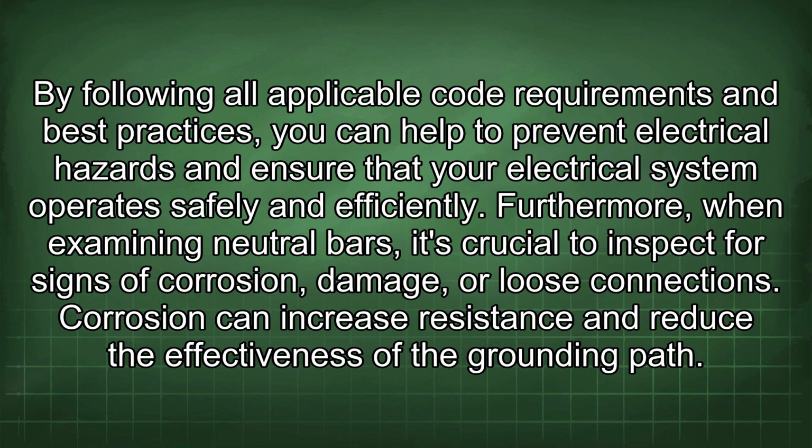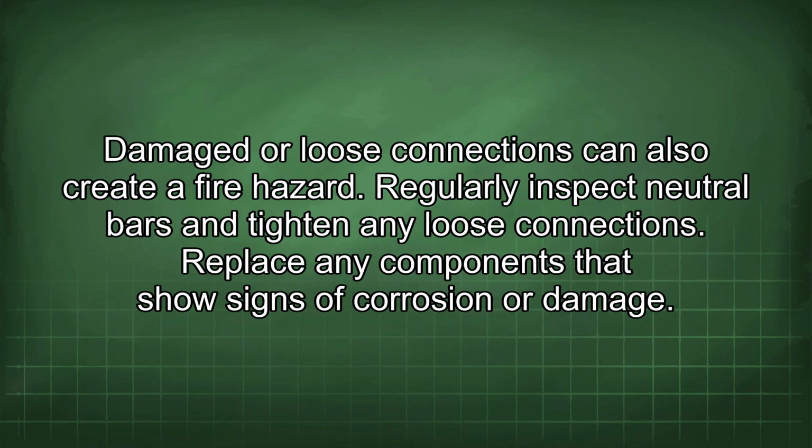Furthermore, when examining neutral bars, it's crucial to inspect for signs of corrosion, damage, or loose connections. Corrosion can increase resistance and reduce the effectiveness of the grounding path. Damaged or loose connections can also create a fire hazard. Regularly inspect neutral bars and tighten any loose connections. Replace any components that show signs of corrosion or damage.